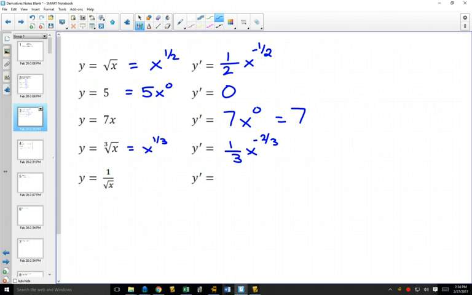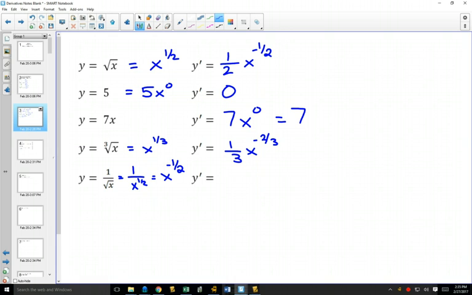So now we have 1 over the square root of x. How do you write that as a power? Well, we could start by saying, since we know the square root of x is x to the half, we could say this is 1 over x to the half. How can I write that as just x to the something? What do you do with powers on the bottom? If you put them on the top, they become negative. So 1 over the square root of x is equal to x to the negative 1/2.